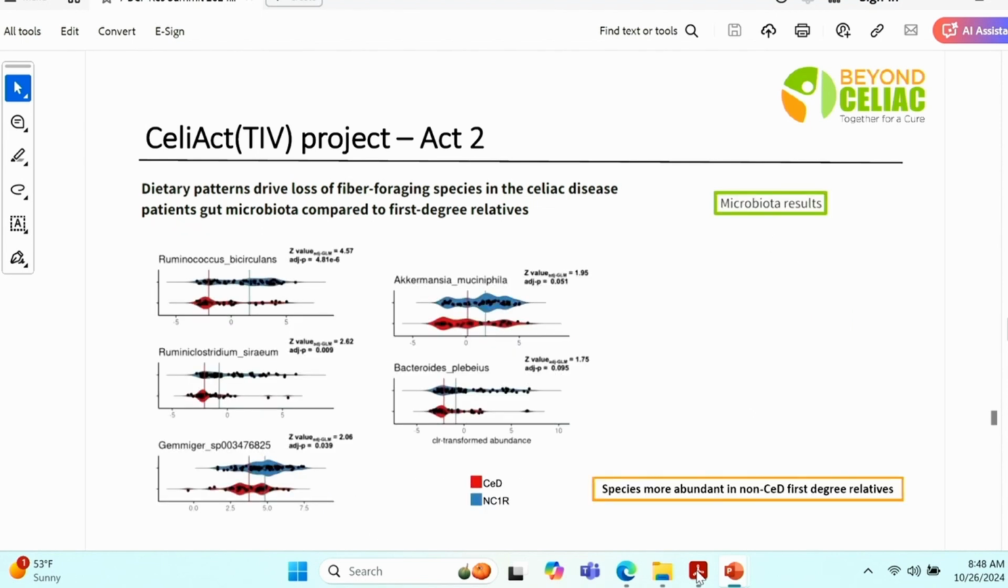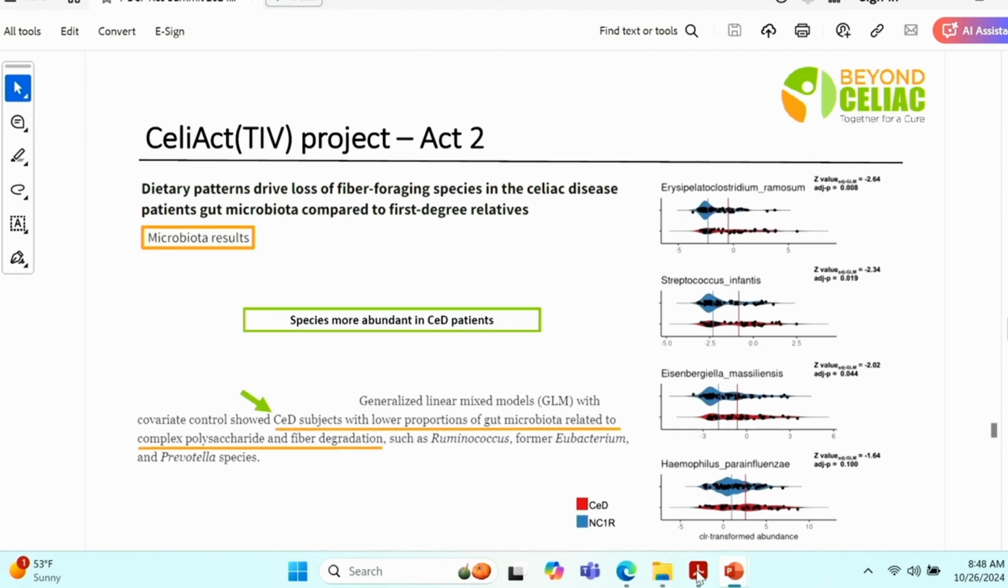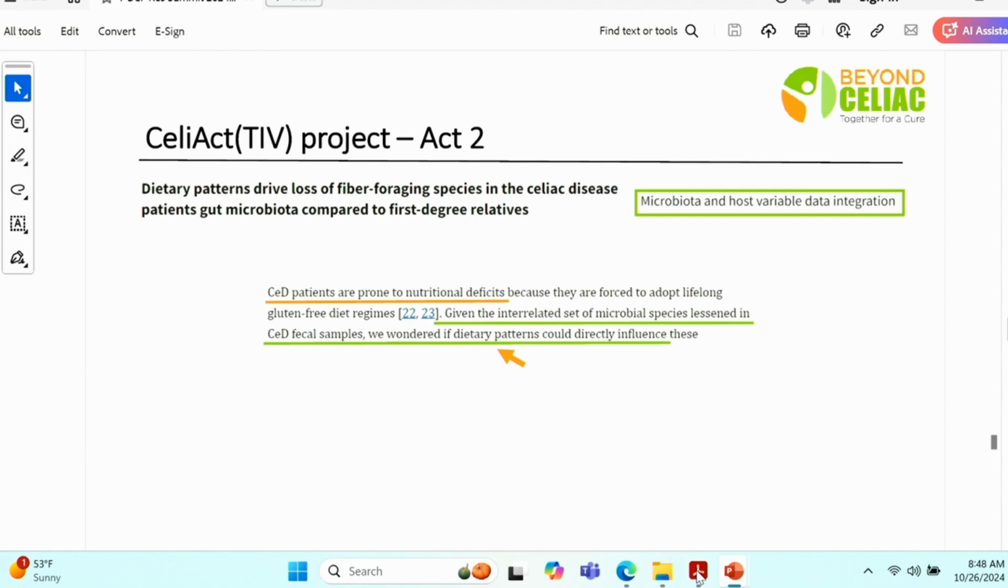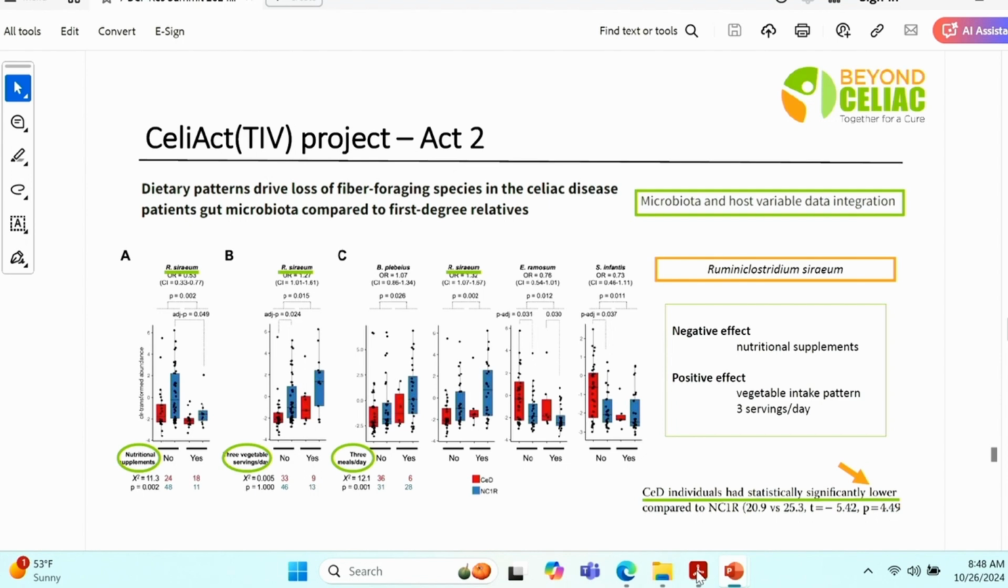We found that first degree relatives, this is just a highlight of the species that we found increased in the first degree relatives. These are the ones increased relative to celiac disease. And so we understand that celiac disease patients had lower rates of fiber degrading bacteria. When we realized that, we compared with the dietary patterns, and we realized that some habits that people have apparently impact the presence of some species. As a highlight, this Rhamnoclostridium was negatively affected by the nutritional supplements.